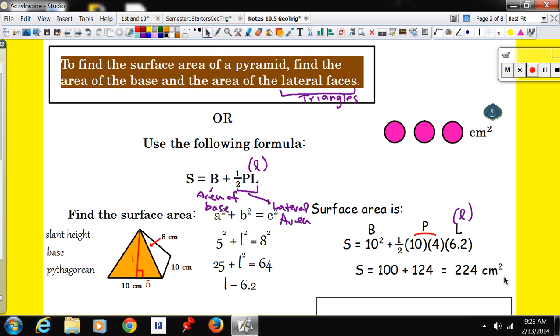224. If you were to look at that board right here, if you were to look at these numbers, could you tell me what the lateral area was just by looking there? The lateral, just the area of the triangle? It'd be the 124. That's my lateral area. This is my base area right here, the 100. So if I just wanted lateral area, I would just do the 124. If I need the whole surface area, I add those two together, I get 224.